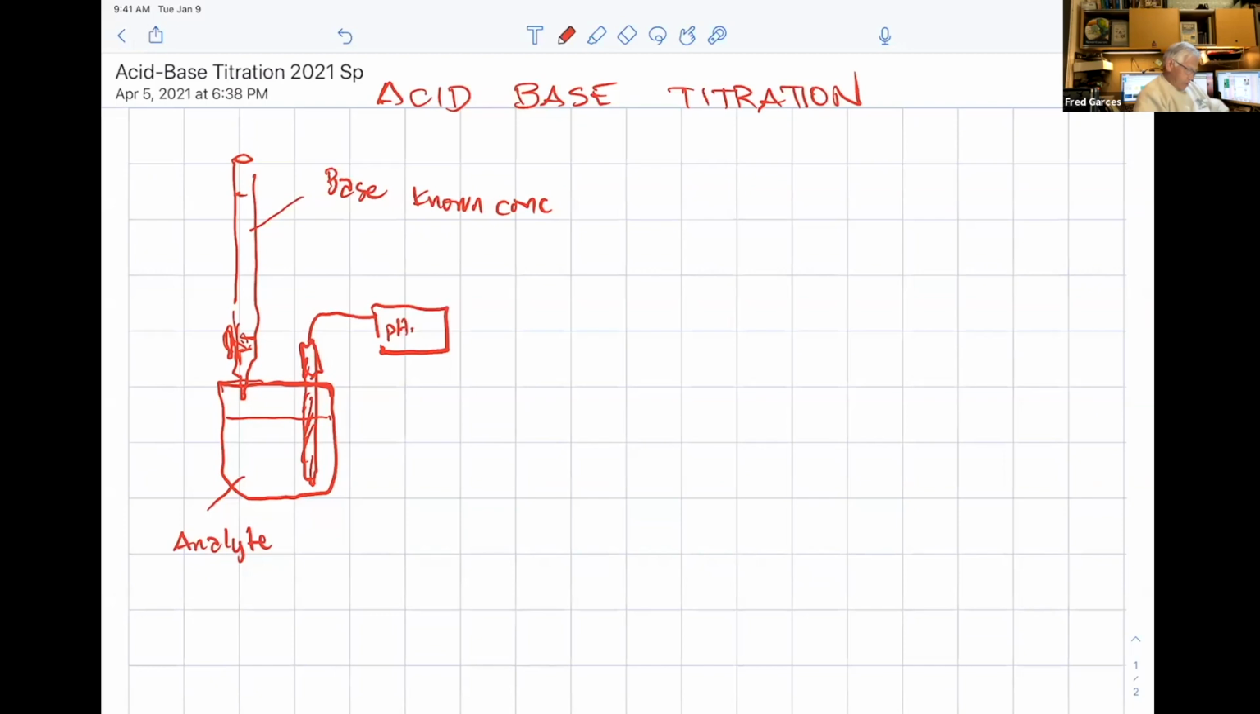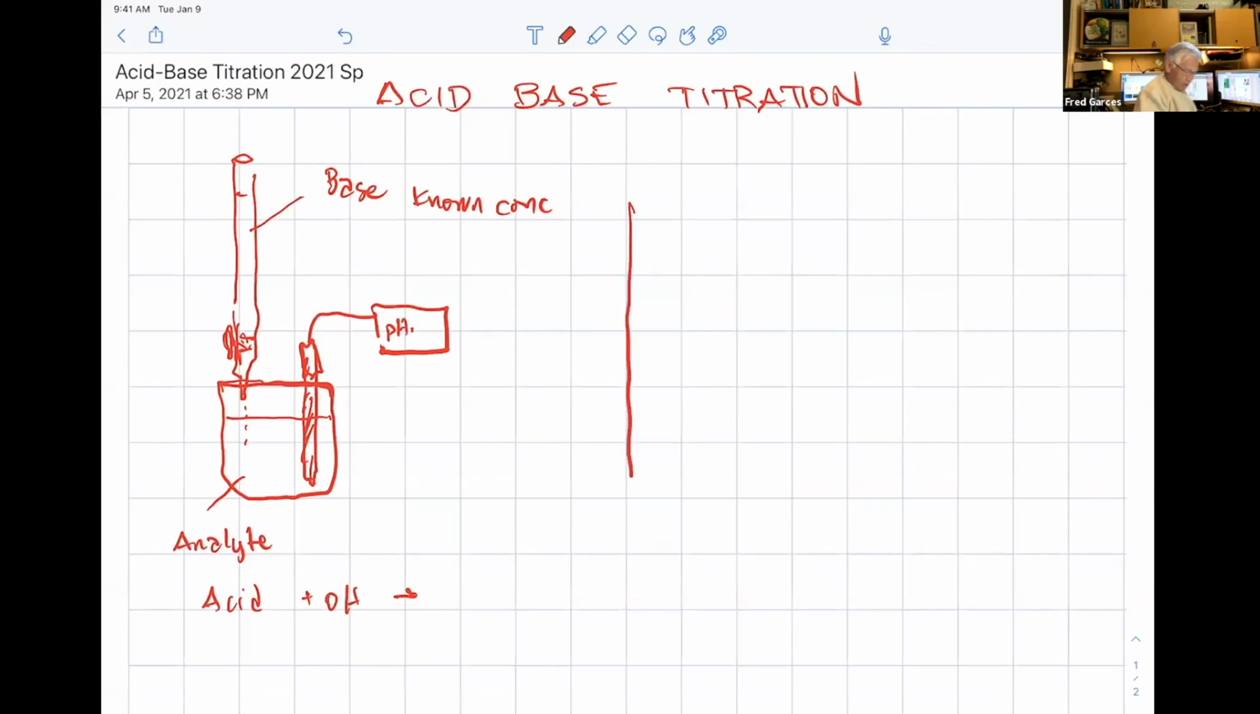What you're going to be doing is opening up the stopcock and adding the titrant into the analyte. If the analyte is acidic, in the presence of a base, that chemical will be less acidic. So when you start off, the pH is going to be pretty low, depending on the identity of the acid. Sometimes it'll be 1.0 if it's a one molar strong acid. Sometimes it'll be like 2 or 3, depending on the identity of the acid.